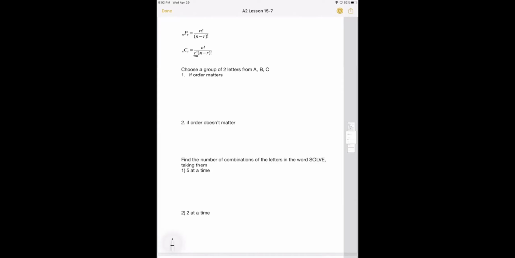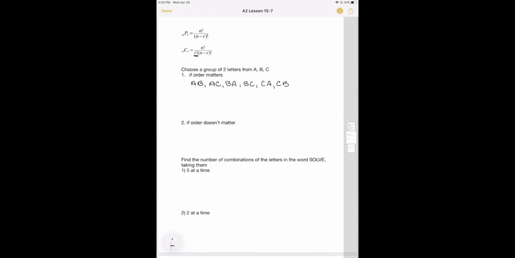Now, let's look at this example on 1 and 2 here, and then we'll see how the formula works with those. If I'm going to choose a group of 2 letters from the letters A, B, C, and order matters, let's go ahead and list those options. I could select AB. I could select AC. I could select BA. Order does matter, so AB and BA are different. And I could select BC. I could select CA. I already have AC, but CA is different. And I could select CB. I already have BC listed, but CB is different. The order is different, and it matters.